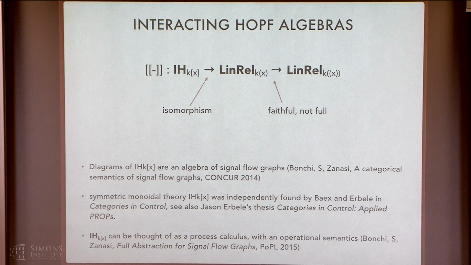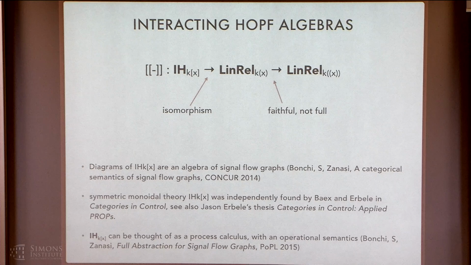So here we have an isomorphism of categories: our syntax means the same thing as linear relations over polynomial fractions. But because of this field embedding, we also have a faithful functor from this category to this category. So overall, we have a syntax for these relations over infinite streams. It's almost like circuit diagrams that process streams. And in fact, this is the case. You can understand the diagrams in this world as an algebra of signal flow graphs.